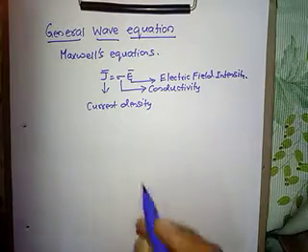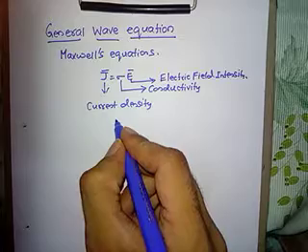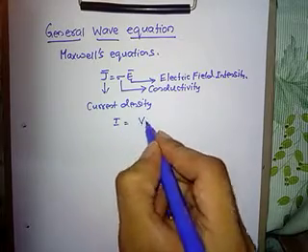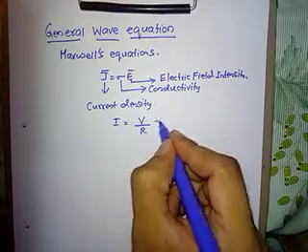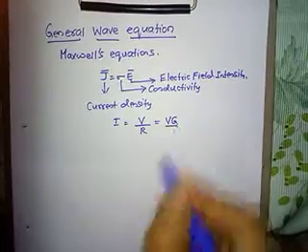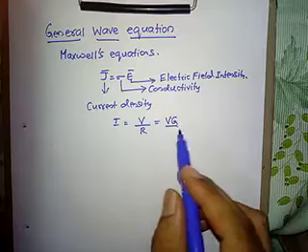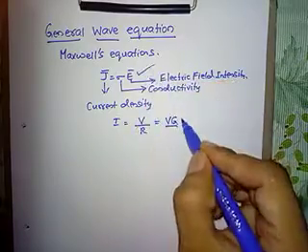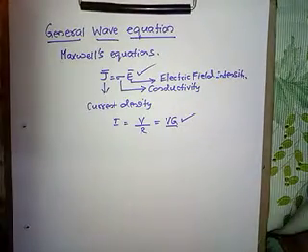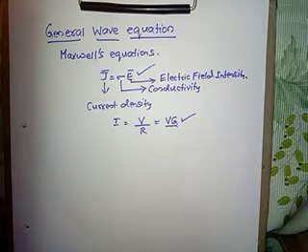This is similar to the relation V is equal to IR, or I is equal to V by R, or I is equal to V into G, where G is the conductance. The reciprocal of resistance is conductance. So this relation is similar to the Ohm's law relation that we have in an electric circuit.